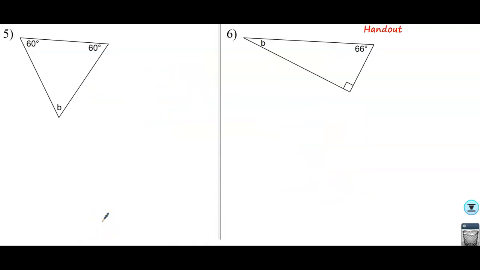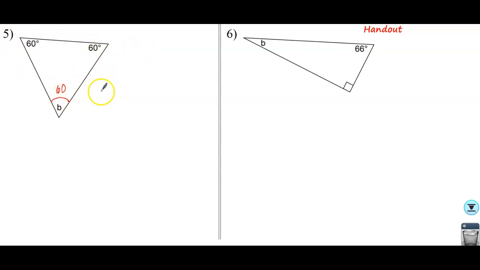The last two examples that you have on your handout are these. This is what's called an equilateral triangle, all right? If these two angles are 60, this one has to be 60 also, because 60 times 3 is 180. So this is an equilateral triangle, and because all three of these angles are 60, that tells us that each one of these sides is the exact same length.